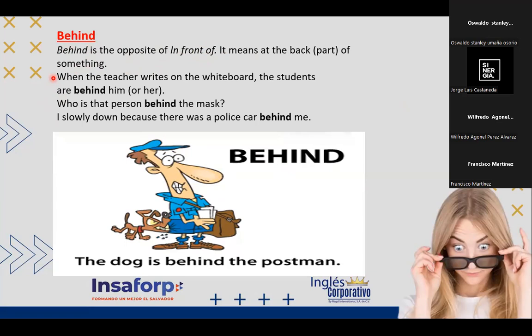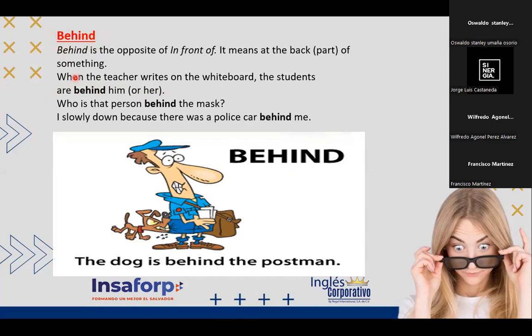When the teacher writes on the whiteboard, the students... Obeying him. The students are obeying him or her. Okay, thank you. Remember, this one, the pronunciation of this preposition of place is behind.